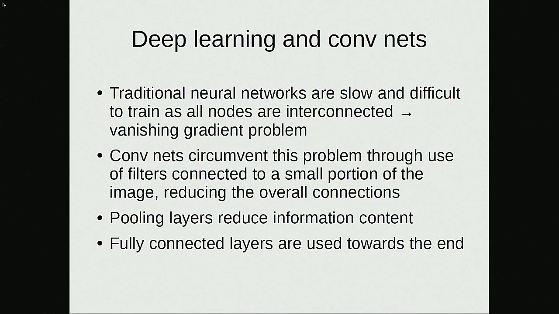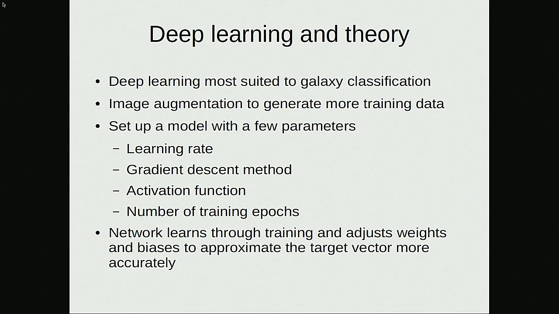Originally, neural networks are very slow and difficult to train because you stack the layers together and all the nodes are interconnected. So you end up having a small gradient or a big gradient. But if you use a certain number of filters with convolutional nets, connected to a smaller portion, it becomes a lot faster to train. And deep learning is very suited to galaxy classification because it's image data.